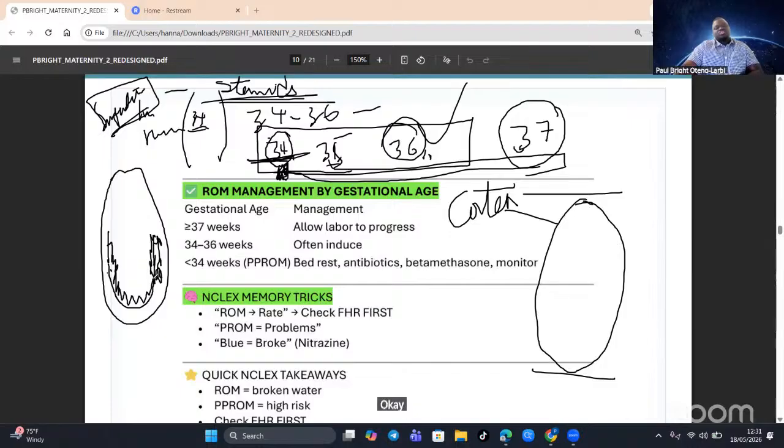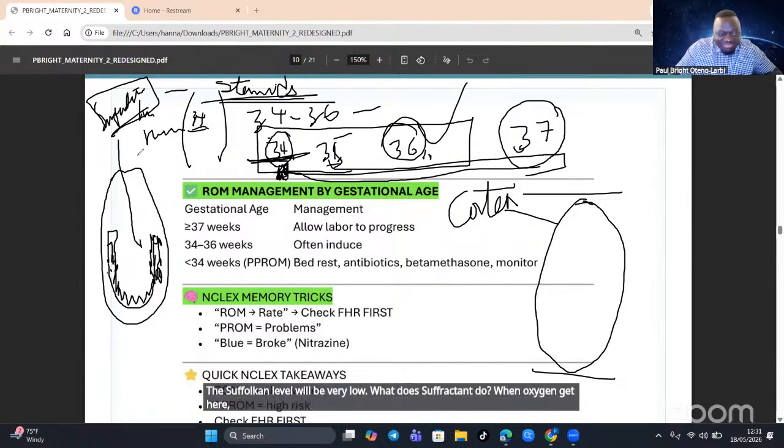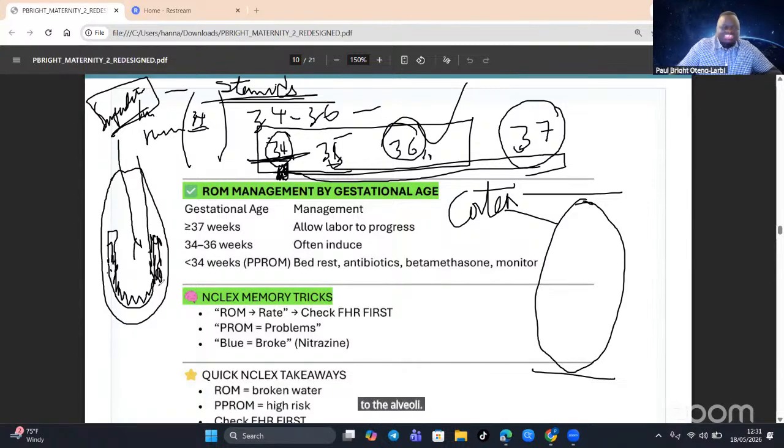Okay. So if you don't have enough steroids, the surfactant level will be very low. What does surfactant do? When oxygen gets to the alveoli, the surfactant helps the alveoli get a good, smooth surface area so that oxygen can cross.